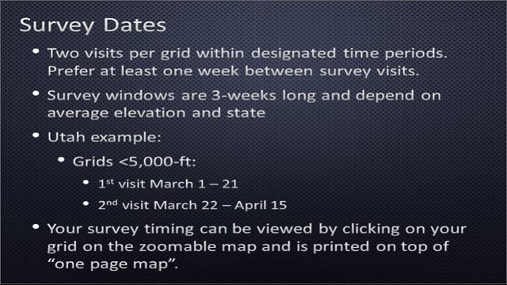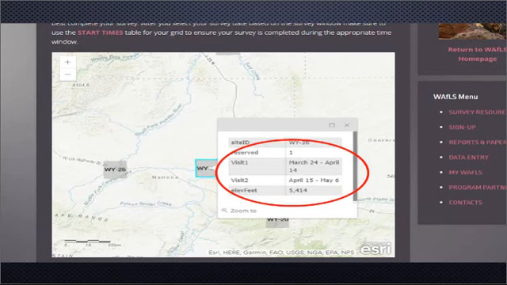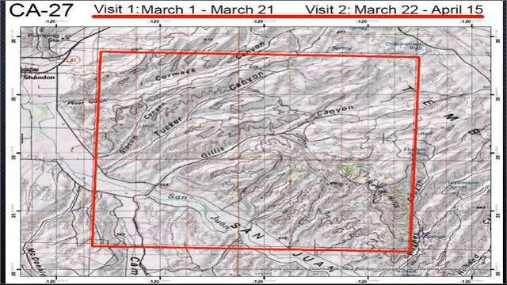can be viewed for your particular grid by clicking on the zoomable map, or it's printed on the top of the one-page maps, and I'll show you 2 examples there. On our core website, if you zoom into your particular grid, in this case Wyoming 36, you can see that the timing for this visit is the first visit between March 24th and April 14th, and the second one between April 15th and May 6th. Or in this case for California 27, on the one-page map printed across the top are the survey windows for that. So 2 different places for you to get the survey dates for your visit.